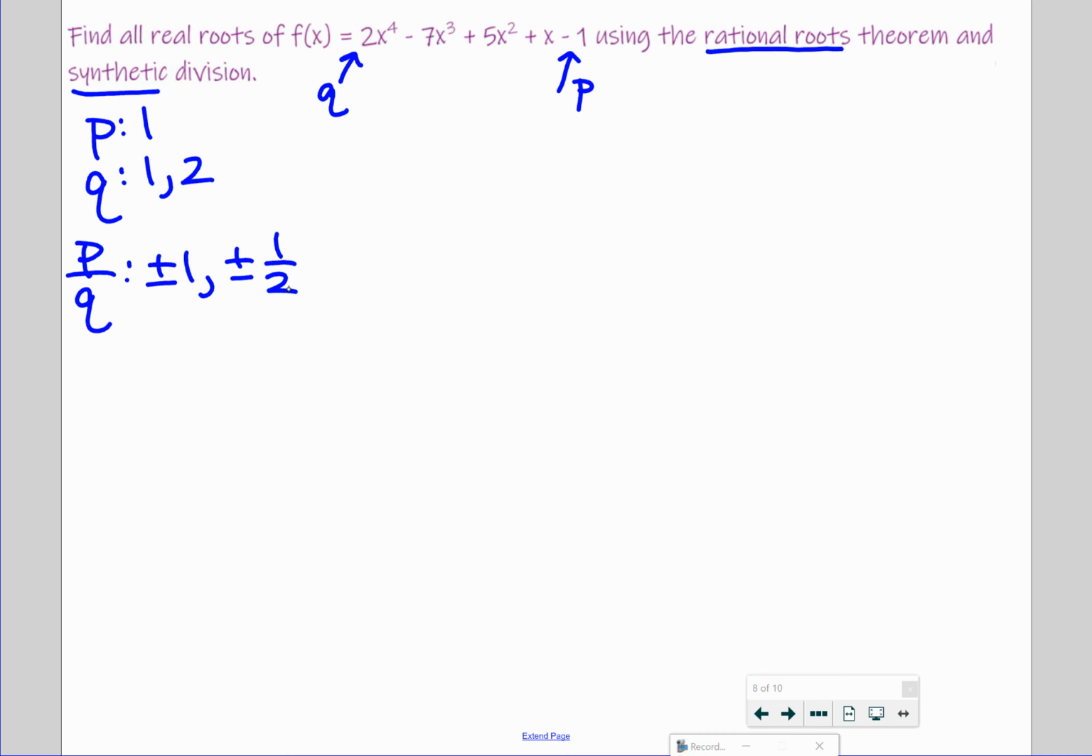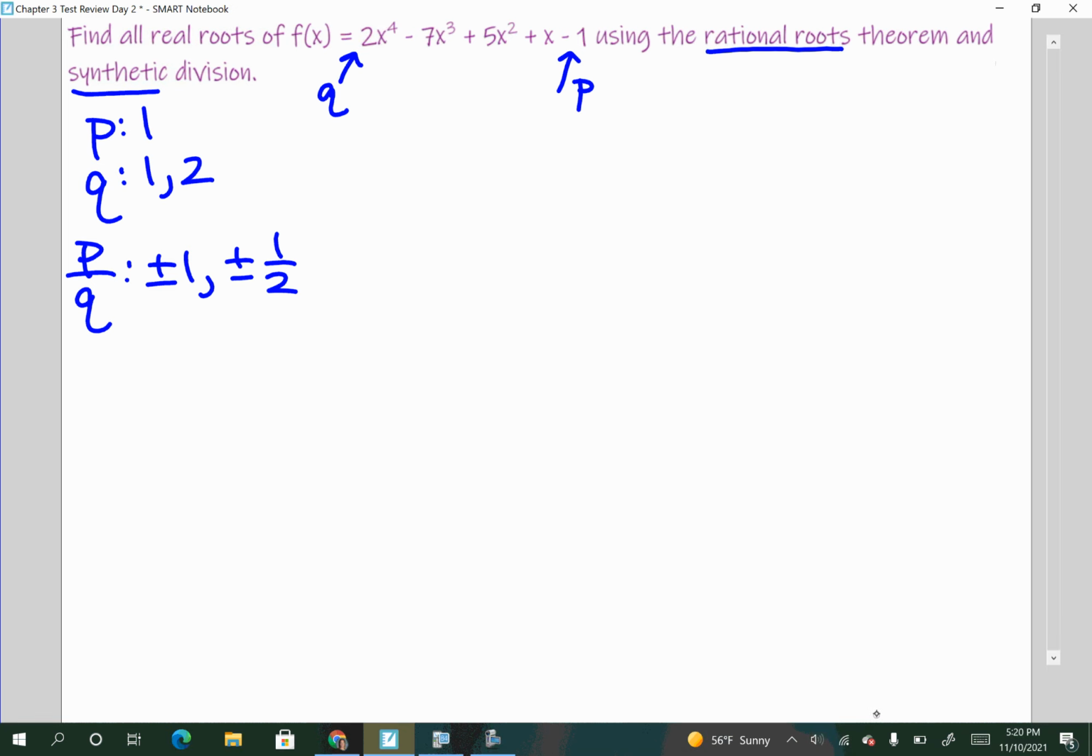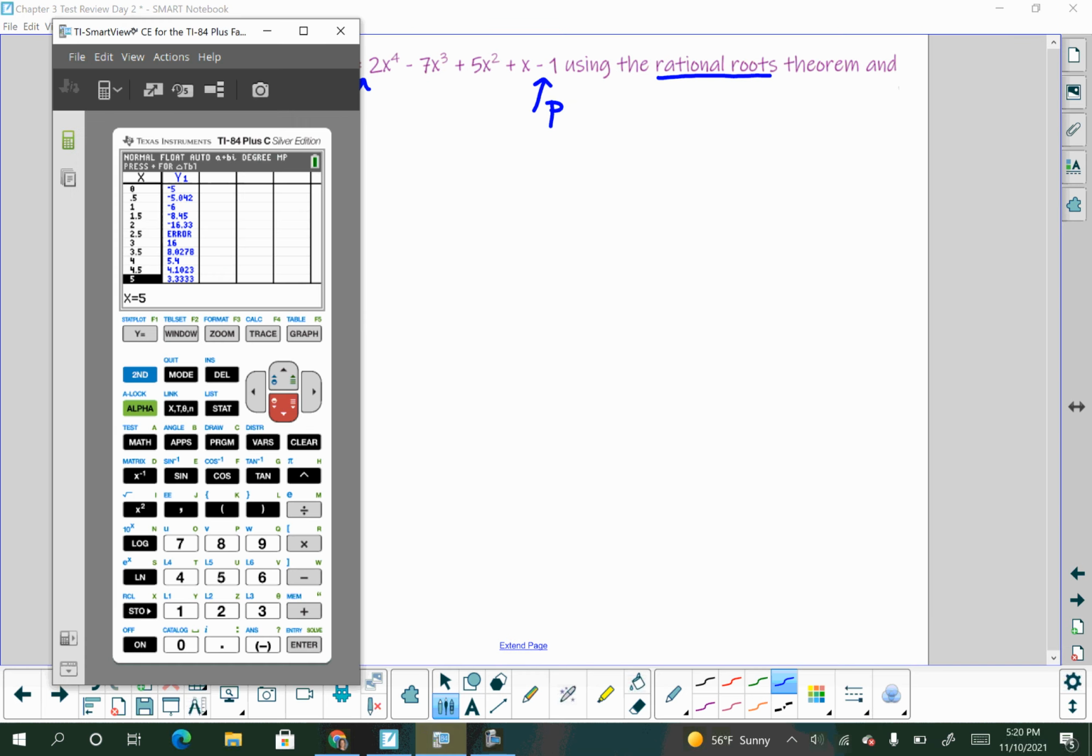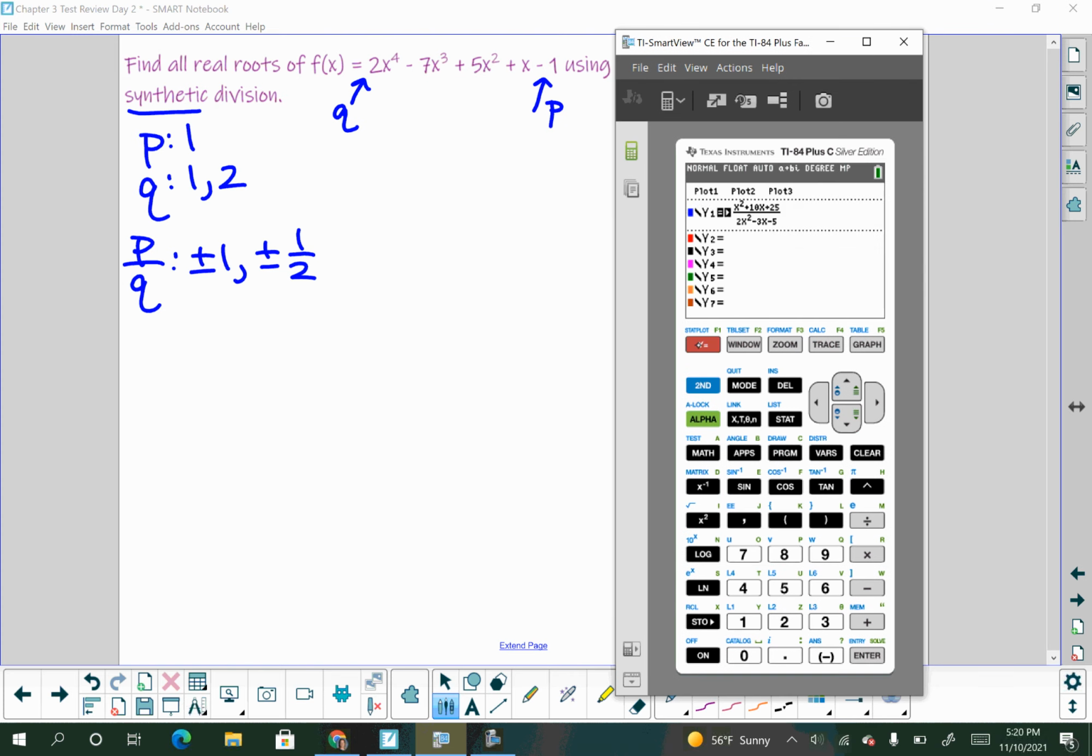The second step, which is why you have a graphing calculator on this part of the test, is you should then graph this function. So let's go ahead and do that. 2x to the fourth minus 7x to the third plus 5x squared plus x minus 1. And we're going to look for any potential x-intercepts that are in this p over q list.